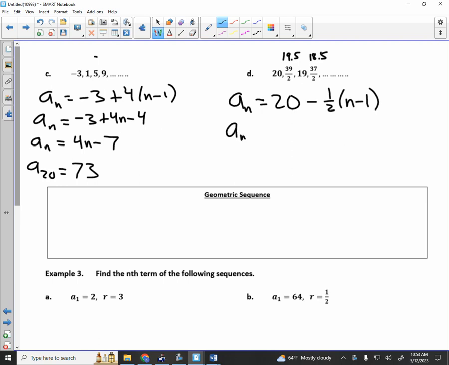So a sub n is equal to 20 minus 1/2 n plus 1/2. A sub n is equal to 20.5 minus 0.5 n. If you want to know the 20th term, what is negative 0.5 times 20? Negative 10, add that to the 20.5, and we get 10.5.